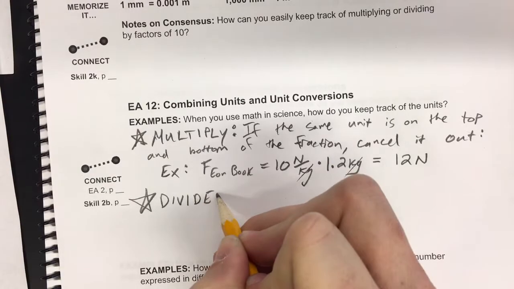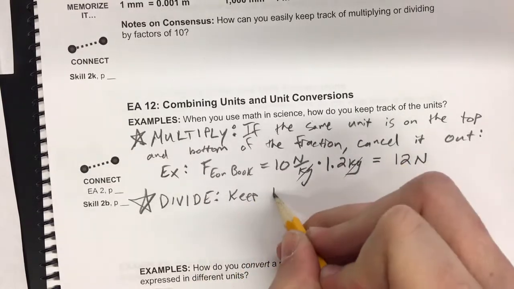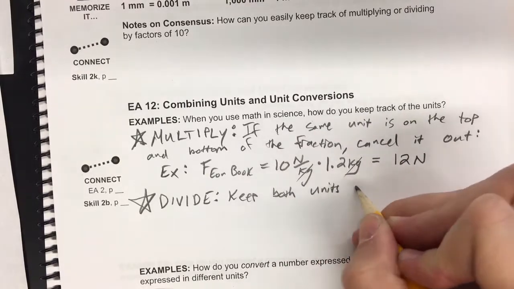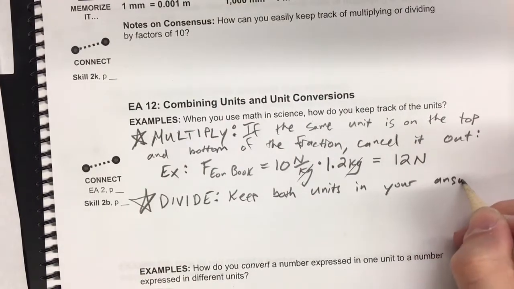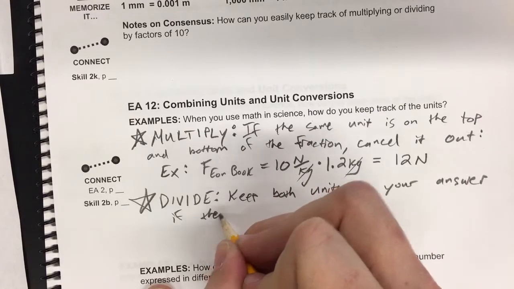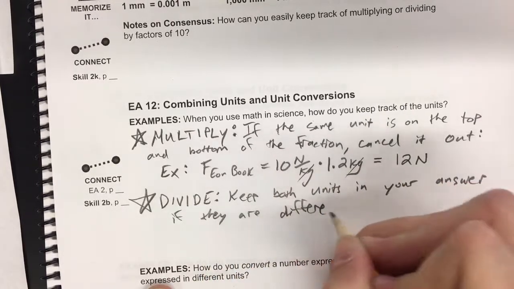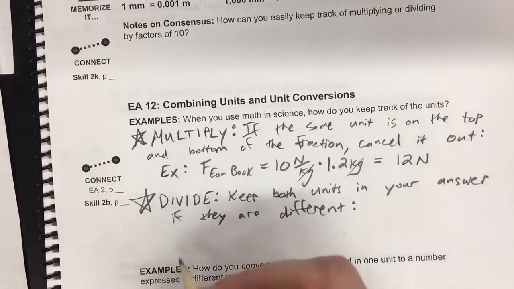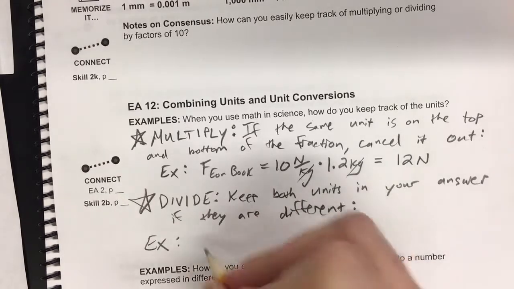So when you divide, their idea was keep both units in your answer if they are different. That is, if the two units are different. For example, let's just use the example that they gave us.